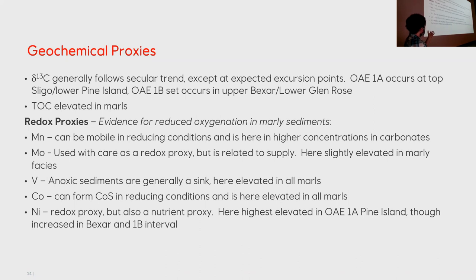And again, I won't go through the list. You can look at these yourselves, but manganese, molybdenum, vanadium, cobalt, and nickel are all suggesting that we have suboxic settings, if not anoxic settings in certain areas. And that's worth paying attention to.